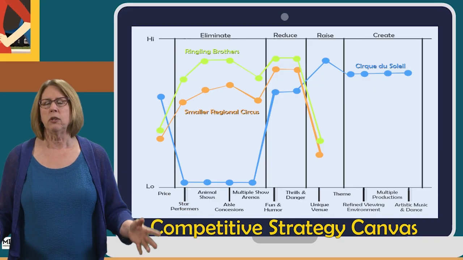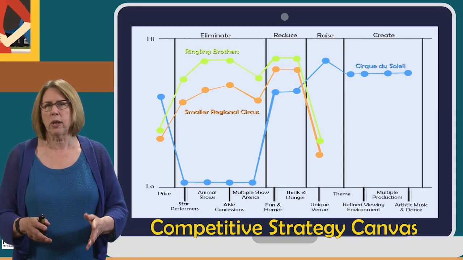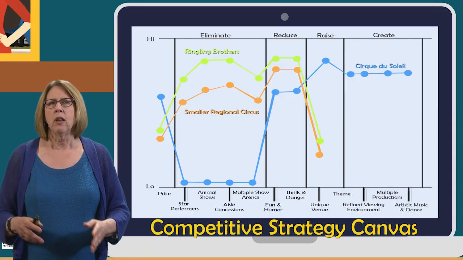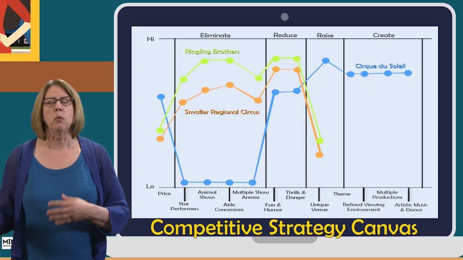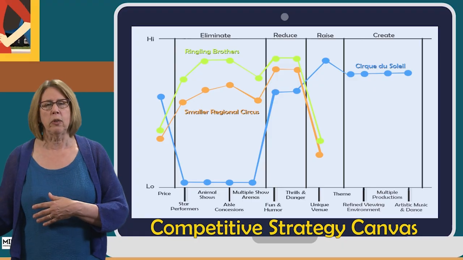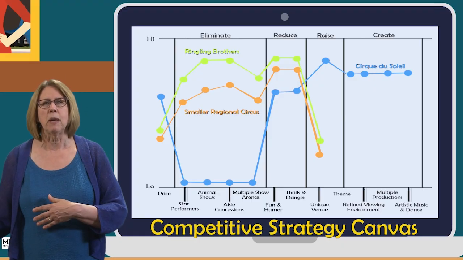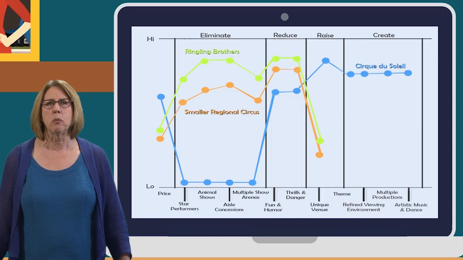Secondly, what are you reducing? What are you getting rid of to more of a threshold degree? Third, okay, now what's special about you? What are you raising? What are you adding? And finally, completely new things, new features that you might be doing or creating. And let's look at an example for this in the glow board.